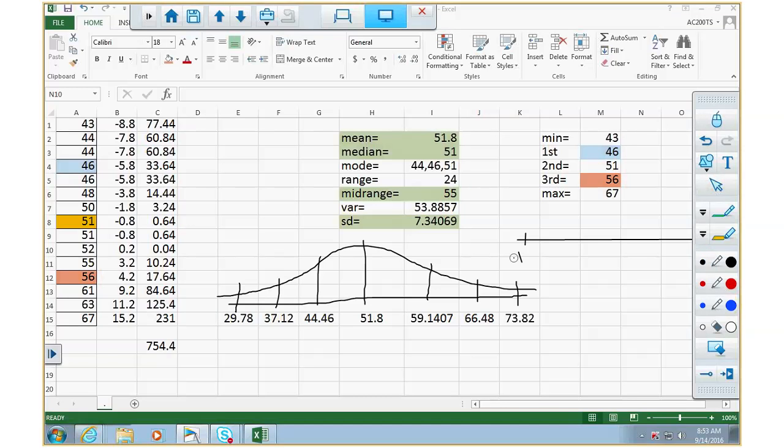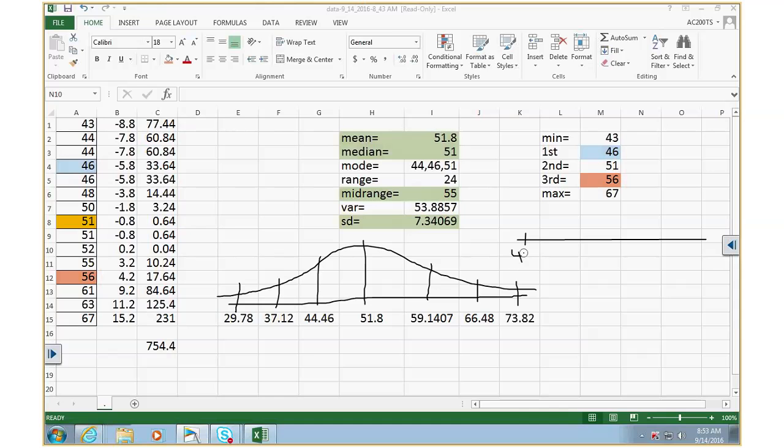Aren't the first and third quartiles supposed to be average? 56? If it's even, you got to count the numbers. So you count the numbers above the 51. You find your median first. And then you count. 1, 2, 3, 4, 5, 6, 7. You know, if the n is odd, you get the middle. So don't include the median.